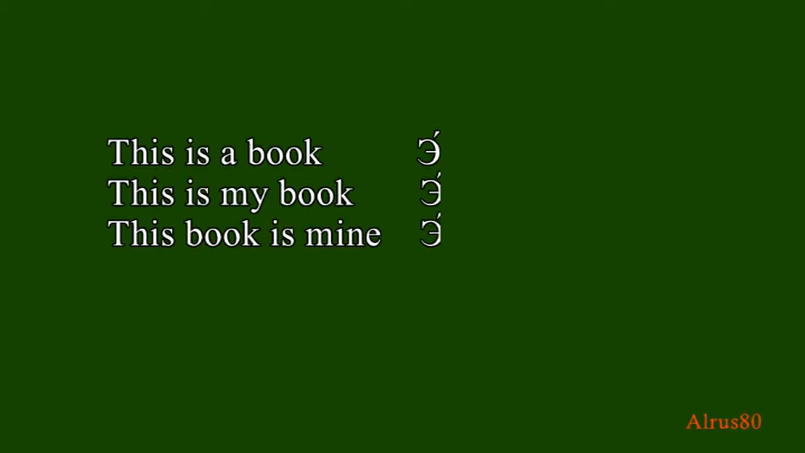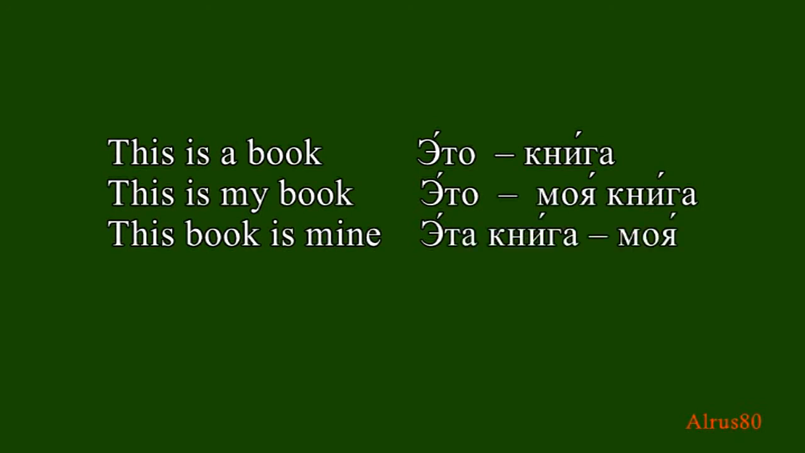This is a book. Это книга. This is my book. Это моя книга. This book is mine. Эта книга моя. You see, the dash in such sentences in Russian is sort of the verb to be in those in English.